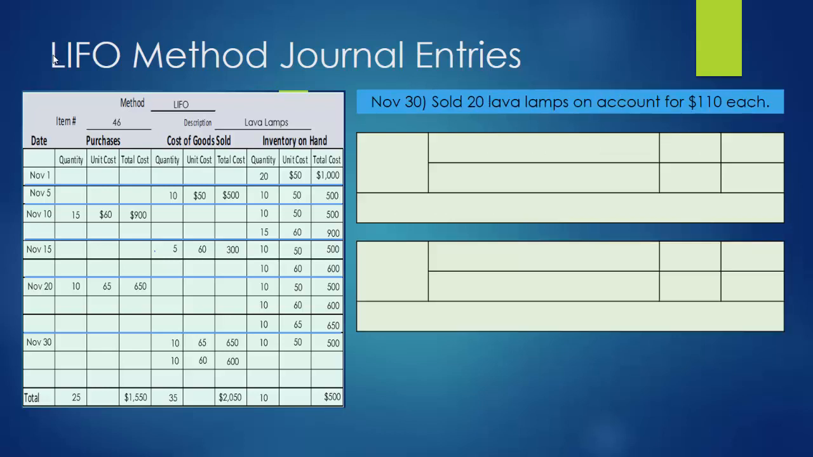And then on November 30th, one last sale. We sold 20 lava lamps for $110 each. So accounts receivable is going to be our debit for the total amount of money, which is going to total $2,200. We're going to record that same amount of sales revenue by crediting sales revenue for $2,200, and we sold inventory on account.